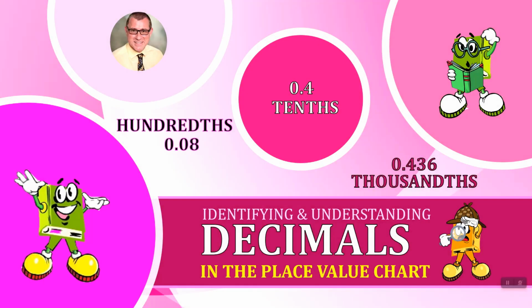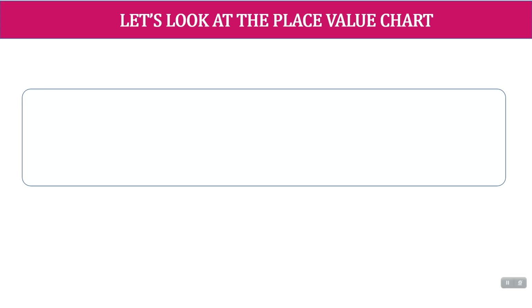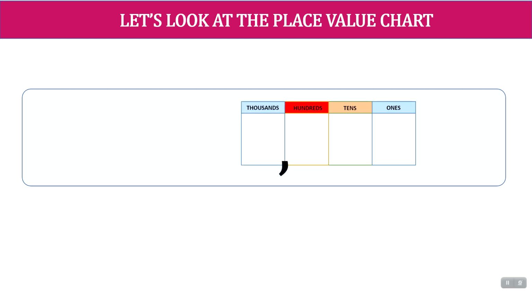Today's video will teach you how to identify and understand decimal values in the place value chart. Let's look at the place value chart. We know in regular whole numbers the rightmost value is the ones column. To the left of that is the tens column. Left of the tens is the hundreds column. Left of the hundreds column is the thousands column, separated by a comma.